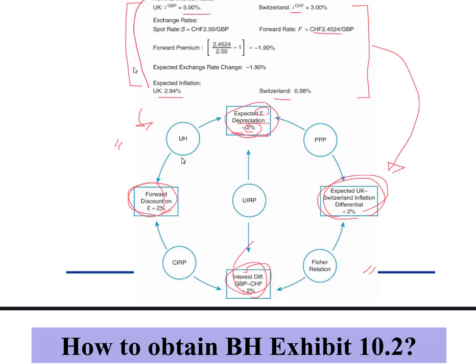Then we're going to think about the relationship between these two using UH, the relationship between these two using PPP, the relationship between these two using Fisher, the relationship between these two using CIP. CIRP is a CIP. The relationship between these two using UIP. Once we do that, we're going to understand everything in this Baker-Hardwick Exhibit 10.2.